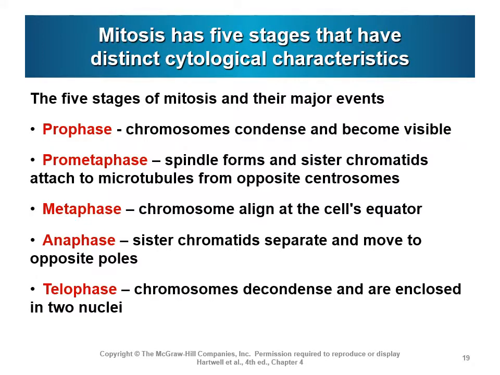So mitosis has 5 different stages. Let's go over those 5 stages. There is stage 1, prophase, where chromosomes condense and become visible. Then there is stage 2, prometaphase, where the spindle forms and sister chromatids attach to microtubules from opposite centrosomes. Then there is the metaphase, where chromosomes align at the cell's equator. And then there is the anaphase, where sister chromatids separate and move to opposite poles. And finally, there is the telophase, in which chromosomes decondense and are enclosed in two nuclei.